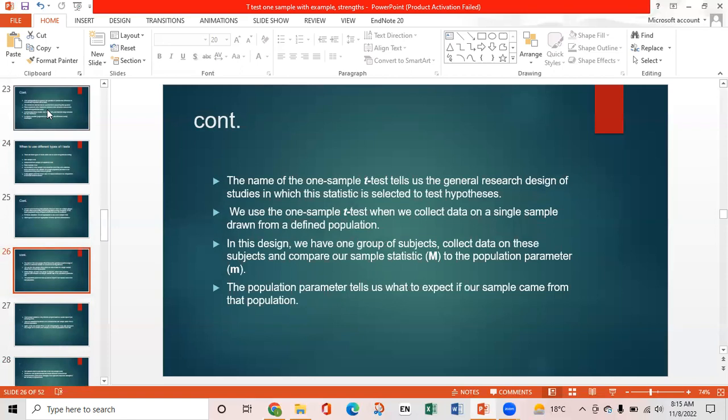The name of one sample t-test tells the general research design for studies in which the statistic is related to test hypothesis. We use a one sample t-test when we collect data on a single sample drawn from a defined population. In this design, we have one group of subjects, collect data on these subjects and compare one sample statistic to the population parameter. The population parameter tells us what to expect if our sample came from that population.